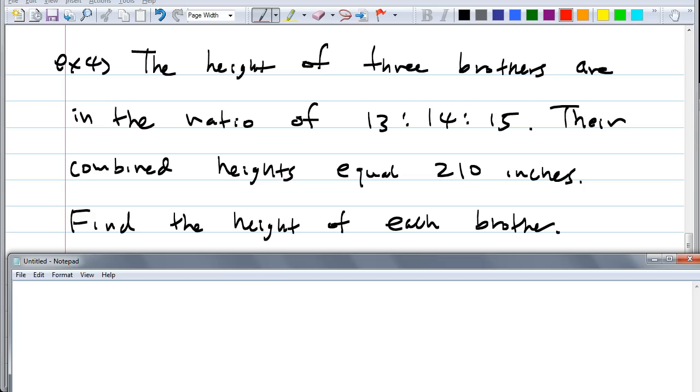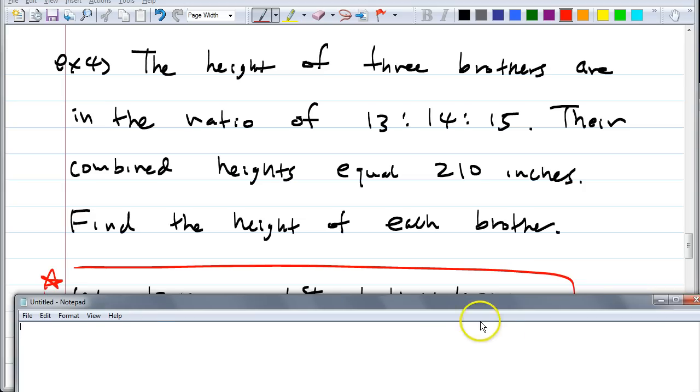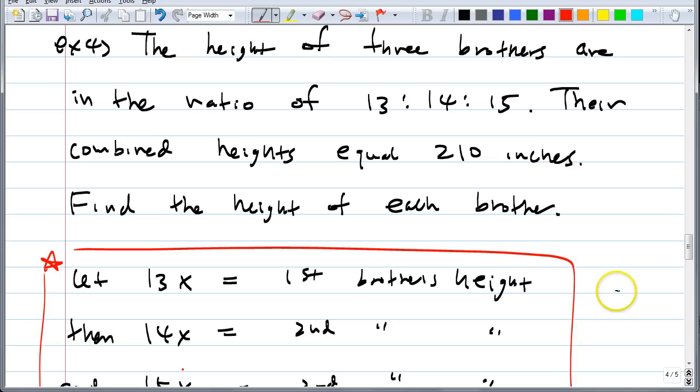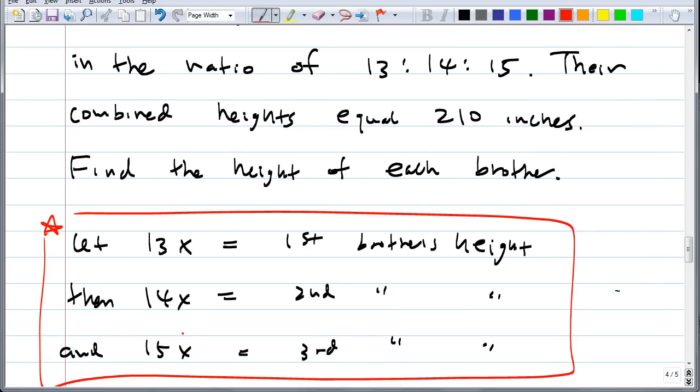Let 13x equal the first brother. Good. 14x is the second. Right, and so on. 15x is the third. And this is the most important step, right? We need to recognize that 13x, 14x, 15x will still give you that ratio of 13 to 14 to 15. It will keep that ratio. That's why we need to declare our variable this way. Very good.